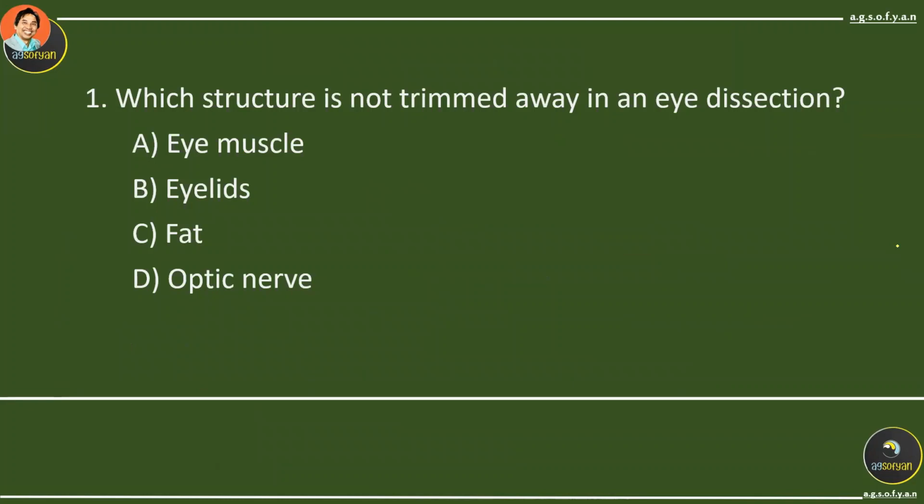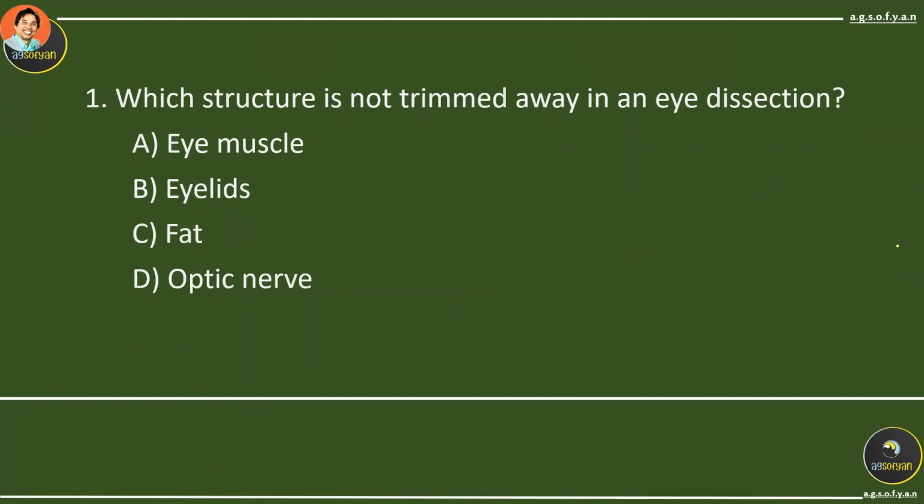Which structure is not trimmed away in eye dissection? So during the eye dissections, which part of the eye will not be trimmed? A, B, C, or D?